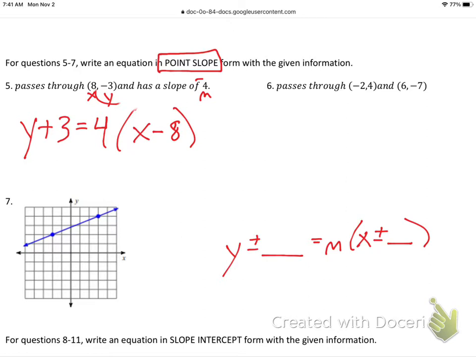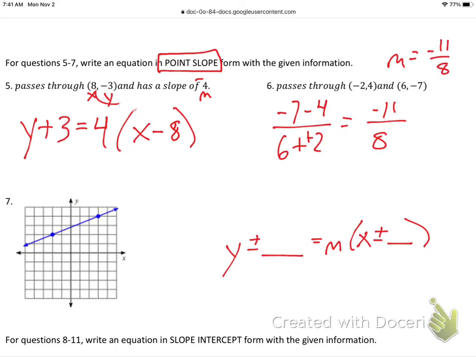So let's do the same thing for number 6. Now, number 6, a little bit different. You just have 2 points. But when you have 2 points, you can always find the slope with the slope equation like we did just before. So that would be -7 minus 4 over 6 minus a -2. So it'd be -11 over plus 8. -11 over 8. So my slope is going to be -11 over 8.